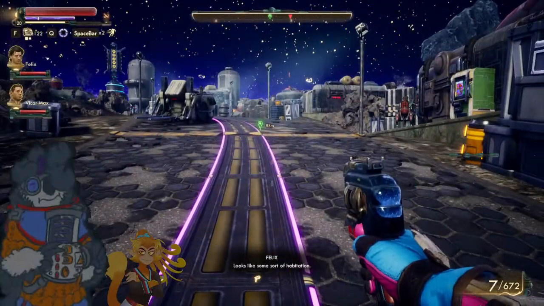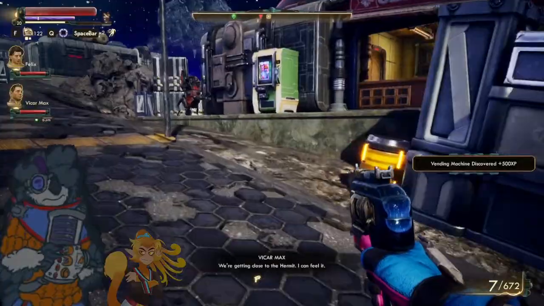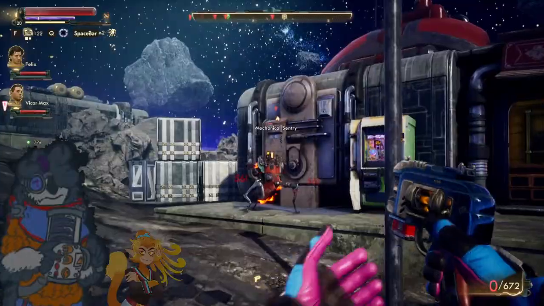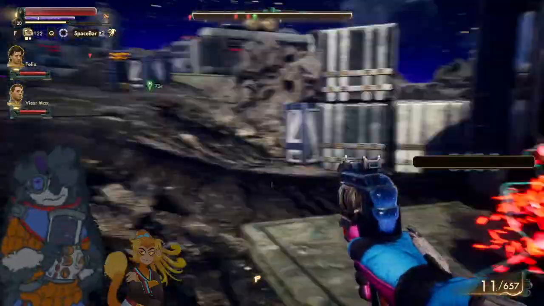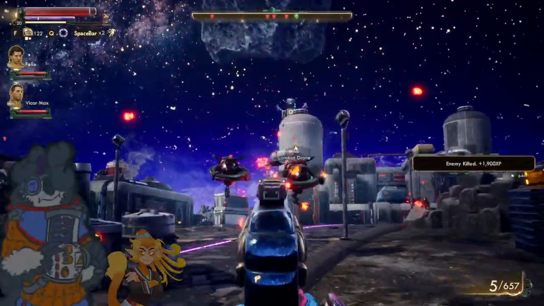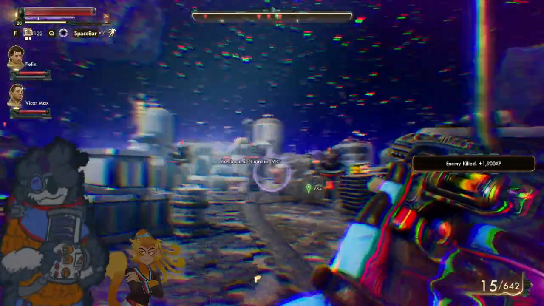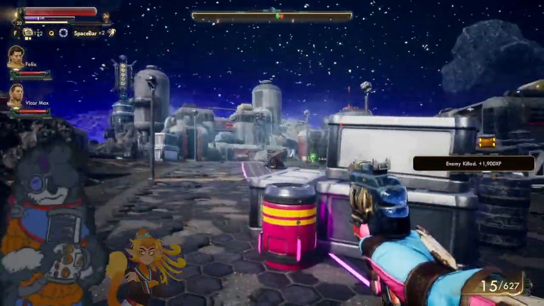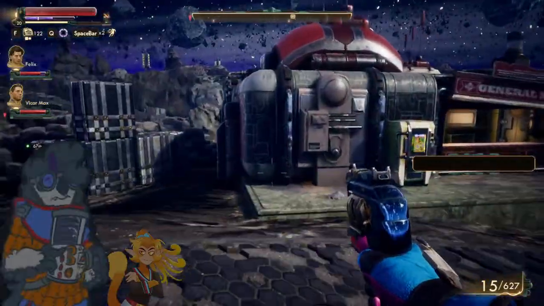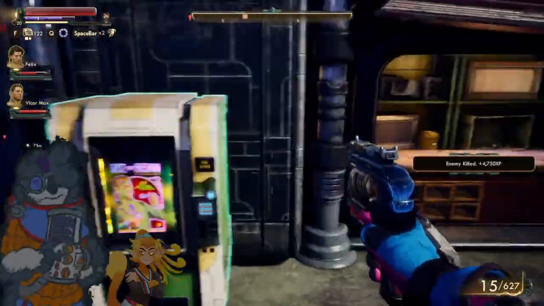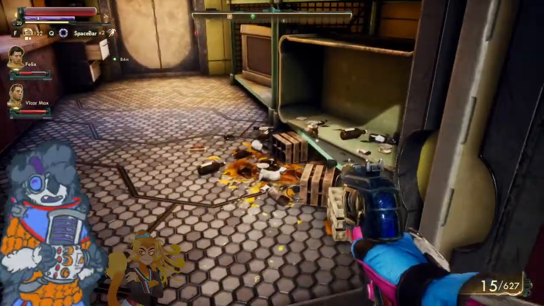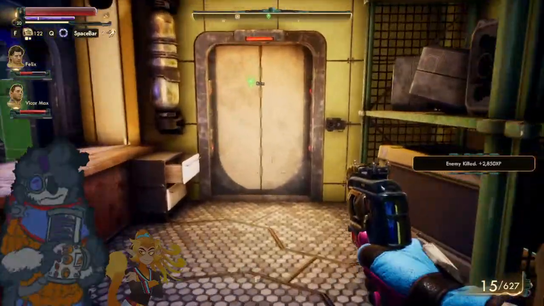Looks like some sort of habitation. We're getting close to the hermit. I can feel it. Oh, good. A fight. The entire mining colony seems to be dead. Our survival. That's not good.